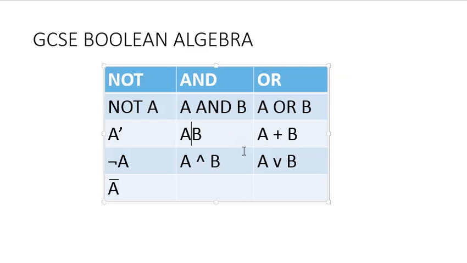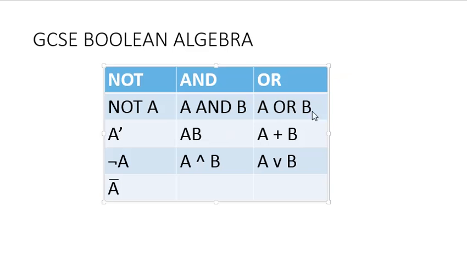Sometimes the dot might be completely left off, so two variables written next to each other will be read as a and b. The final notation for and is less common, but it's the caret, or if you like, the chopped off top of an a. That is written between the two variables, so that is also read as a and b.